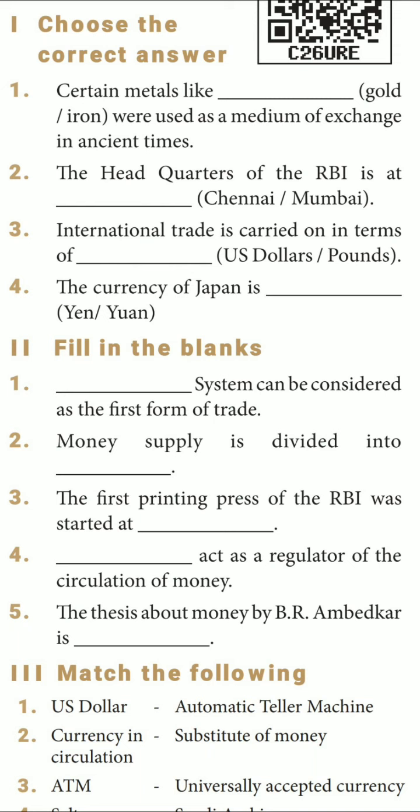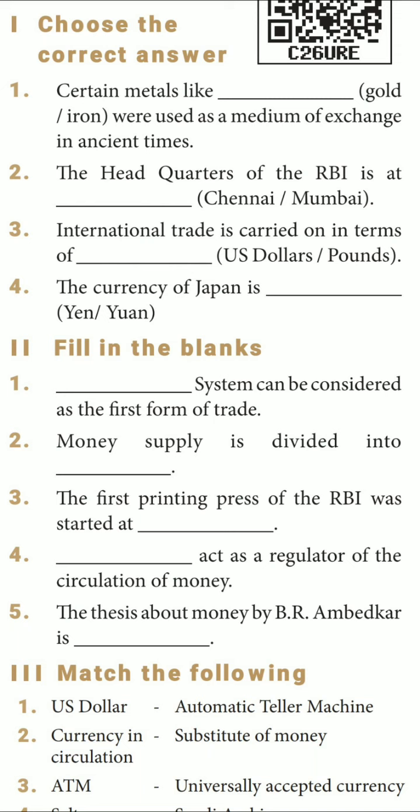Fifth question, the thesis about money by B.R. Ambedkar is the problem of the rupee, its origin and solution. That one, page number 303, you have that quotation. Okay, the problem of rupee hyphen its origin and solution. That's the answer.